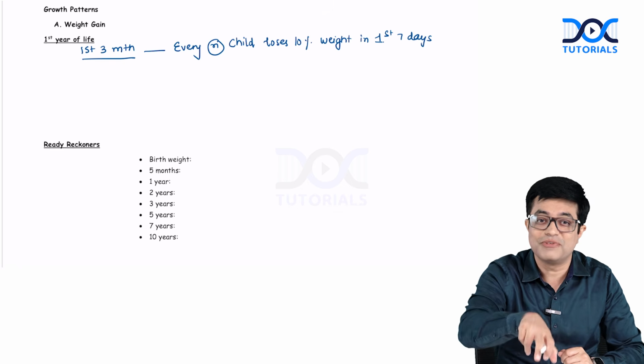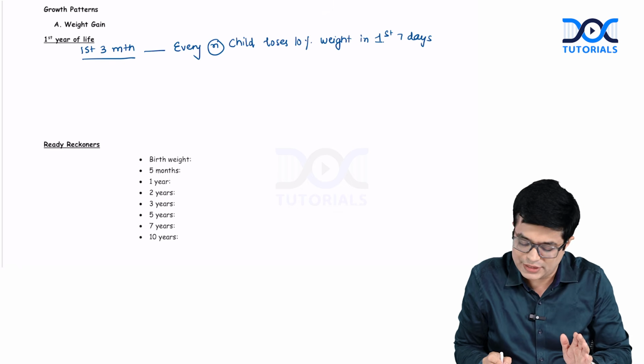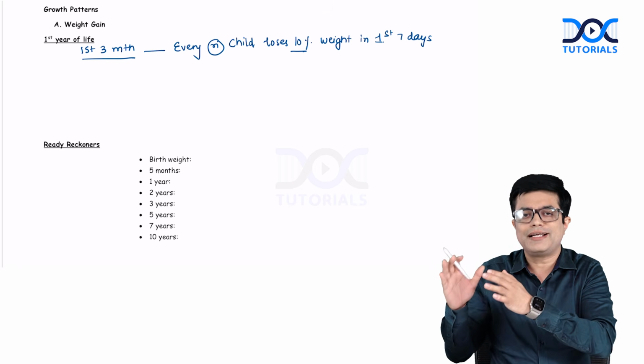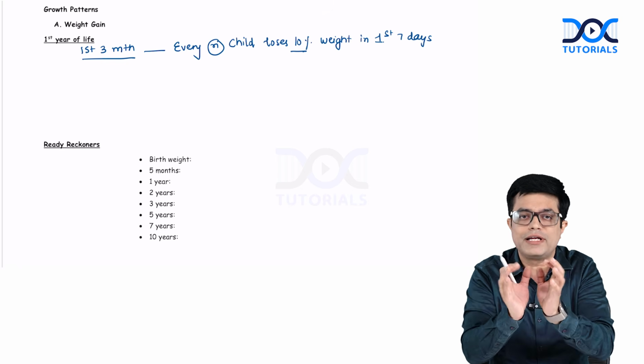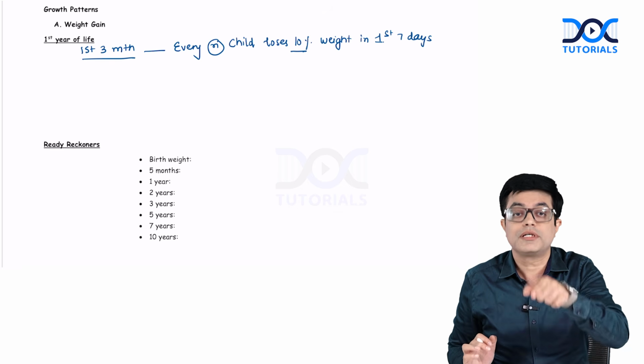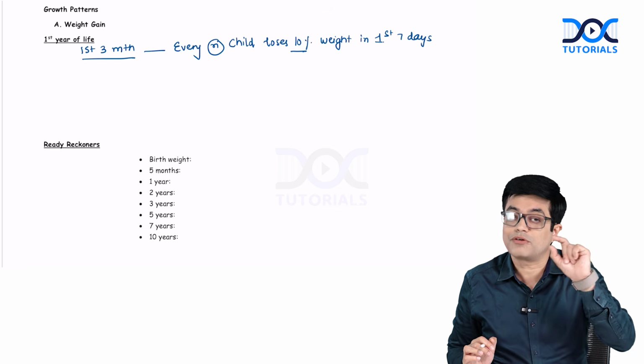He or she will lose weight. How much? Up to 10%. It can be 5% for a few, it can be 7% for a few, it can be 10.1%. But generally, on average about 10% weight is lost in the first 7 days. Why is it lost? Because a fetus has a lot of edema fluid.